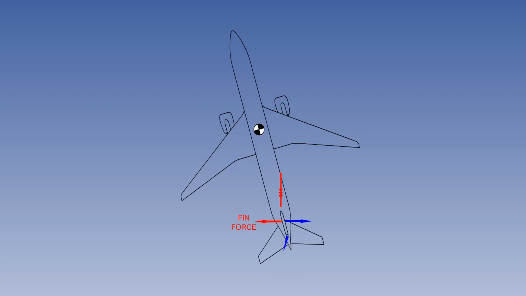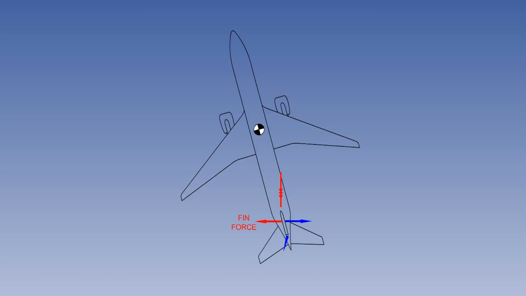Ignoring any rolling moment generated by the yaw, the aircraft will continue in the same direction of flight, here shown by the true airspeed vector. The airflow is now approaching from the right, changing the effective angle of attack of the fin, which generates an opposing side force acting to the left, the fin force, here in red.